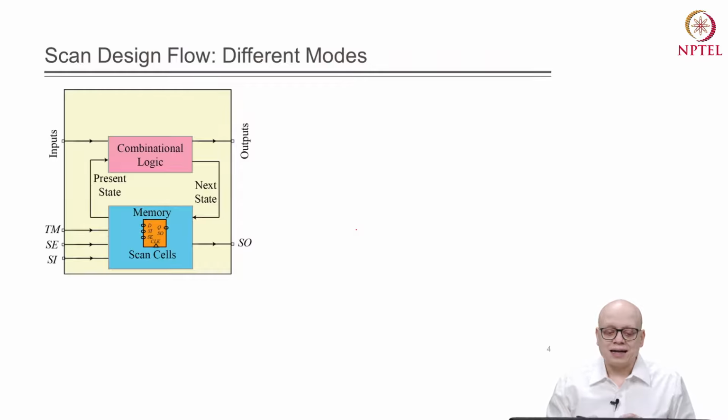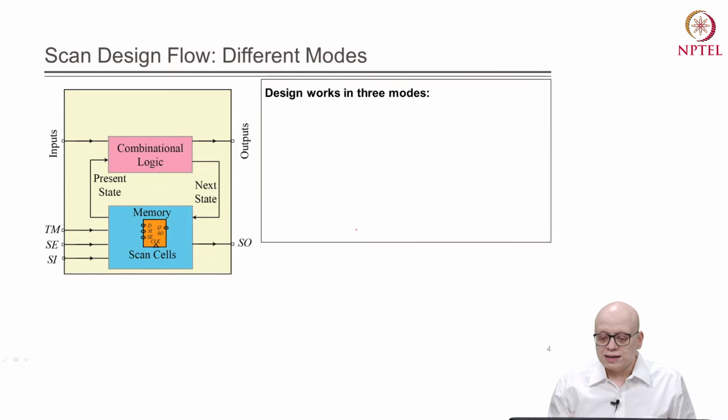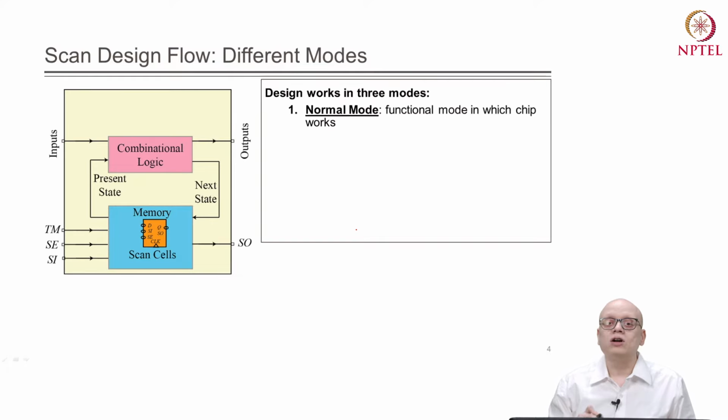Now, a scan design works in different modes, and what are these different modes? There are three modes. The first one is the normal mode. Normal mode means that we are doing the normal operation of our circuit, it is delivering the required functionality. If we consider that there was an original netlist which was delivering some functionality, the normal mode will deliver the same functionality. So, the normal functional mode of our chip is the normal mode.